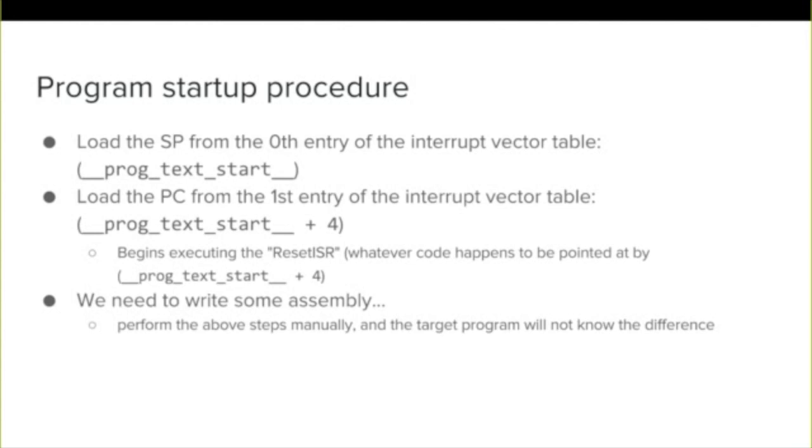That's our program, right? So we need to write some assembly to do this, and we're going to perform these above steps manually, and the program is not going to know the difference, right? Because the program is expecting the hardware to do this for it, because normally the hardware is what does this initially. It loads these values from memory. But now we need to do it for it, because it's no longer located at the zeroth address. It's not the first thing that runs. So we need to do it for it. And we do it like this. I'm going to write some assembly to do that.